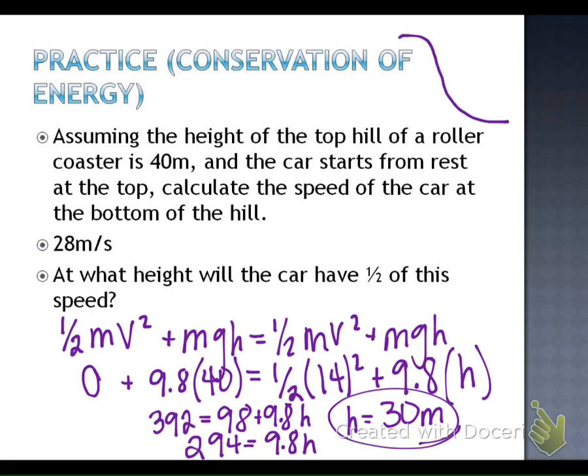Gotcha. So that means along the track, my car is going to be about right here. It's not going to be at the halfway point exactly. It's going to be before that, up a little bit higher. Okay, so 30 meters above the ground, basically, or 10 meters below where we started.